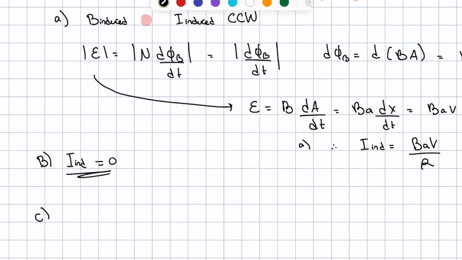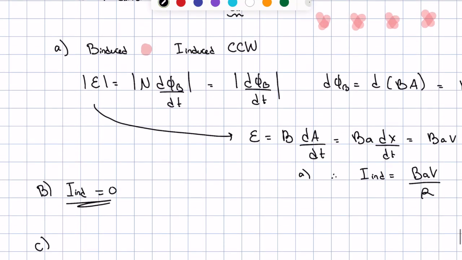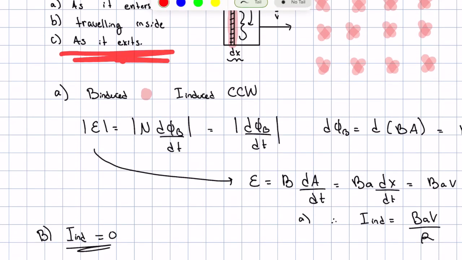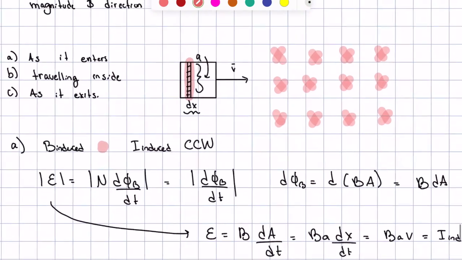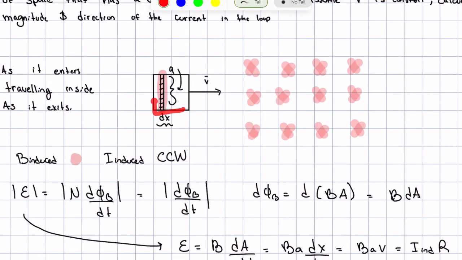As for C, we're asked how it changes as it exits. Here, it's going to be essentially the opposite of when it was coming in. So same magnitude of current, but in the opposite direction. Here we're getting a decrease in B going in the X direction. So then B induced is going to be going in the X direction. And to get that, we need to have the current going in the clockwise direction so that we have X on the inside and then dots on the outside.